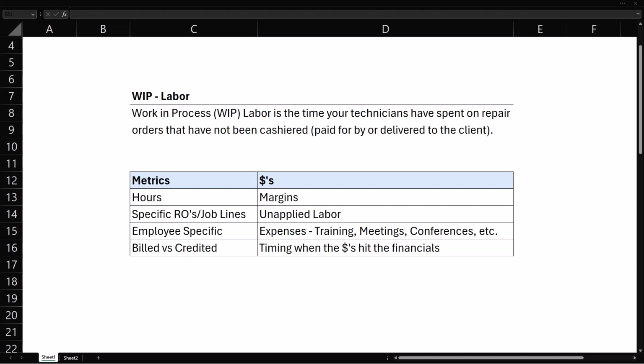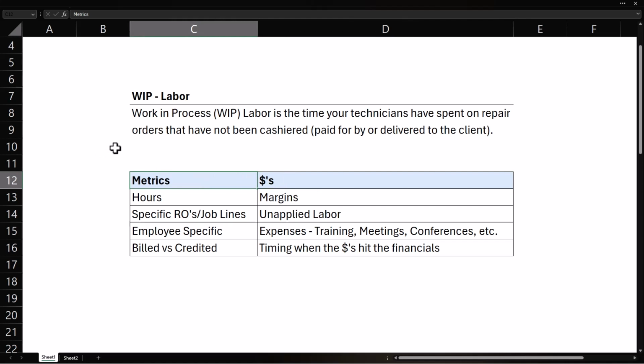Now, this next part can be a little bit tricky. There's a couple of different ways to monitor and see how efficient your technicians are being. Some people want to look at dollars, so they're going to look at your profit and loss statement and the margins, how much is sitting in unapplied. They're going to look at expense accounts. And other people look at metrics, or they do a combination of both.